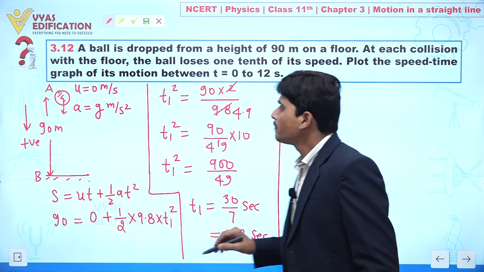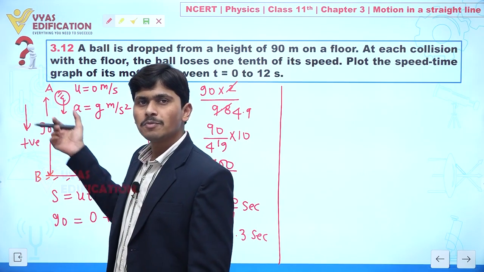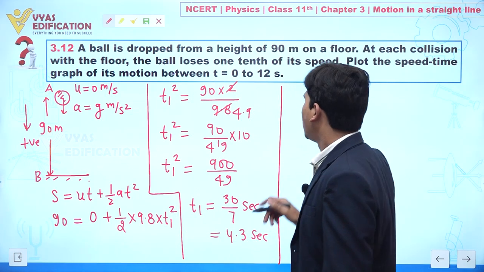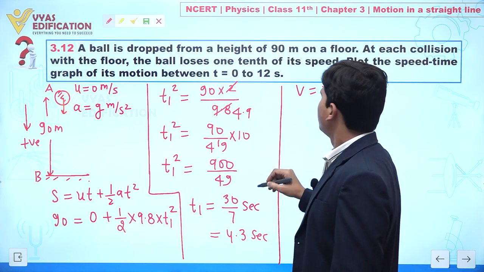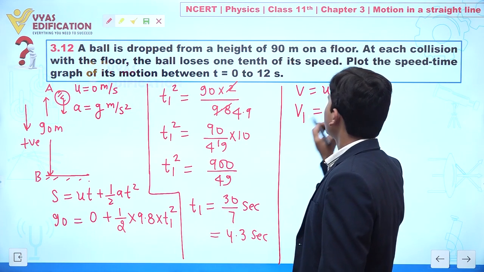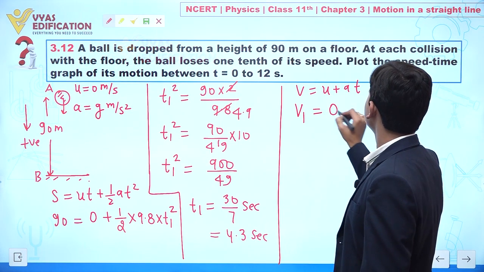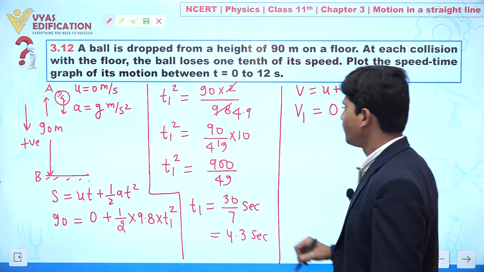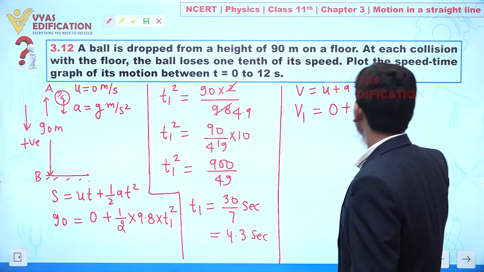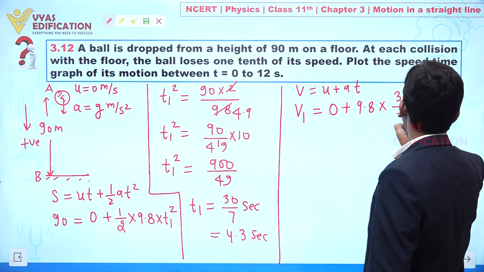Now can we find the velocity with which this ball strikes the ground? Again we can apply v equal to u plus at. This is our objective, v1. Initial velocity we have is 0, plus 9.8 multiplied by time, which is 30 by 7 second.